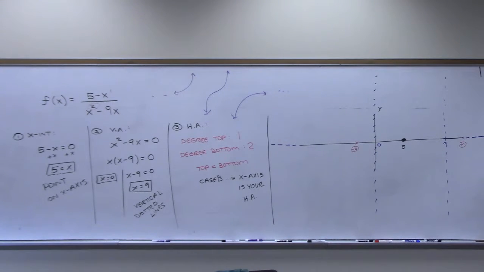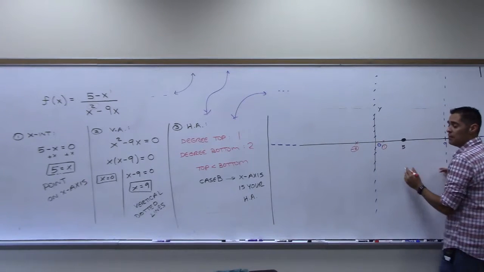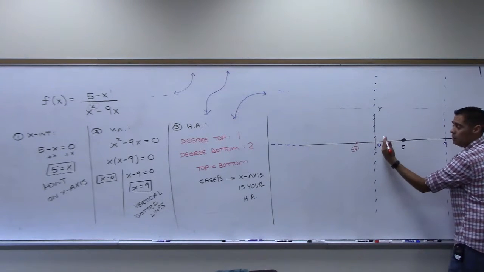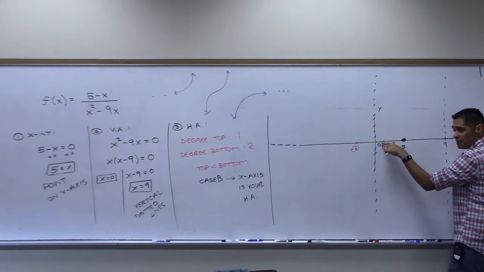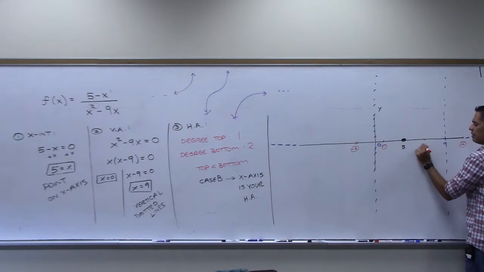Someone give me another one. 1. 1 would be in here, and that would give me something to the right of this vertical, and also to the left of this x-intercept. So that's 3. I should only need one more. 7, 6, 8. Any of those would work, right? 7.